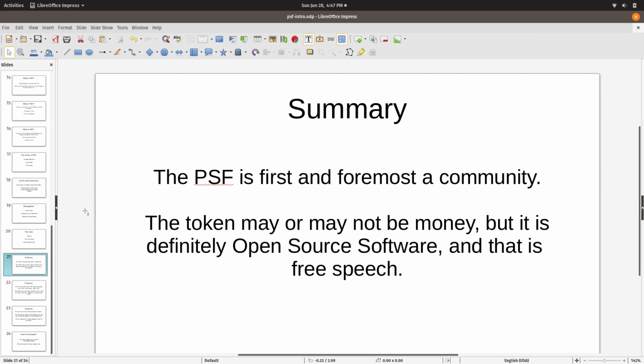First and foremost, the Permissionless Software Foundation is a community of software developers. And above anything else it is, it is a community of software developers first. The token may or may not be money. That is very unclear at this point. But it is definitely open source software. Like I said, everything starts and begins with code. This is a software experiment, and that is definitely free speech, and that is definitely protected by the First Amendment.